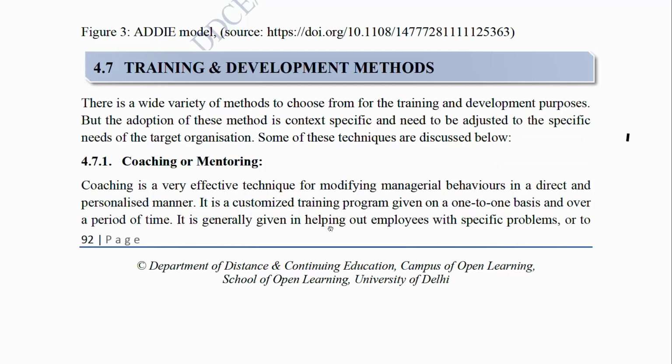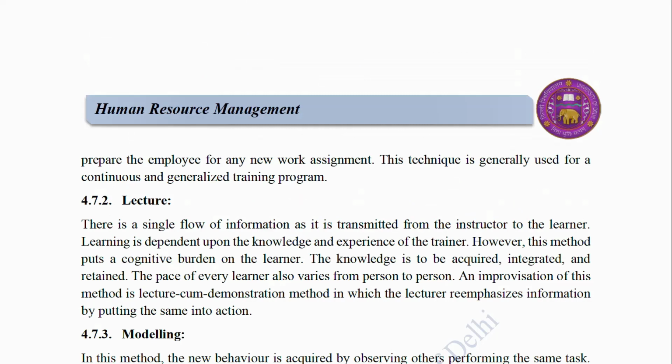4.7.1 Coaching or Mentoring. Coaching is a very effective technique for modifying managerial behaviors in a direct and personalized manner. It is a customized training program given on a one-to-one basis and over a period of time. It is generally given in helping out employees with specific problems or to prepare the employee for any new work assignment. This technique is generally used for a continuous and generalized training program.